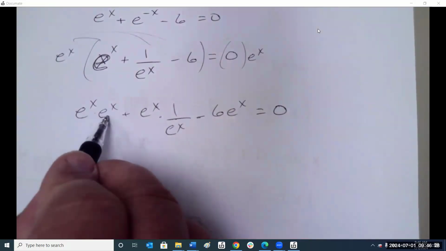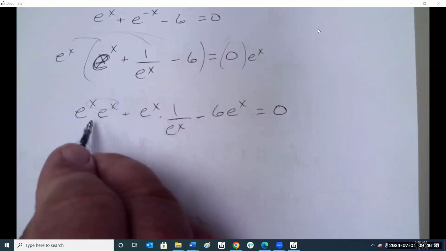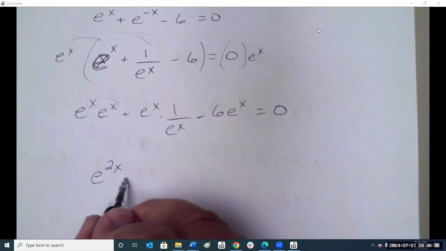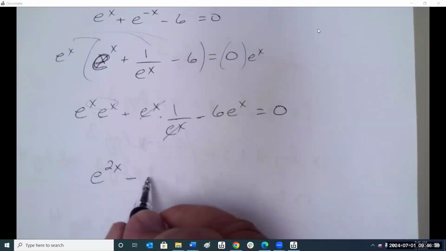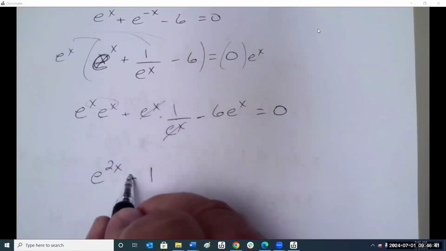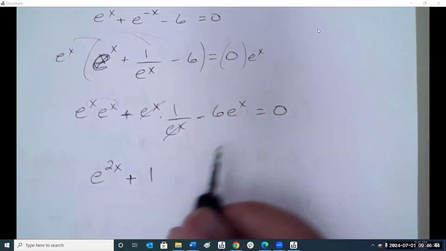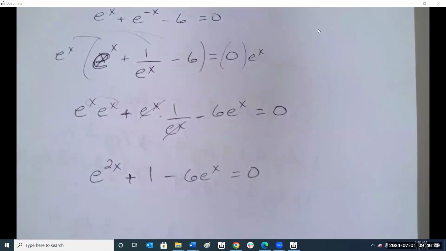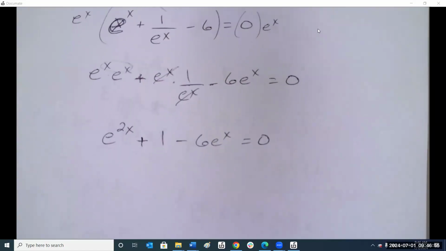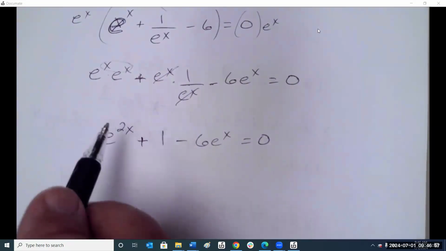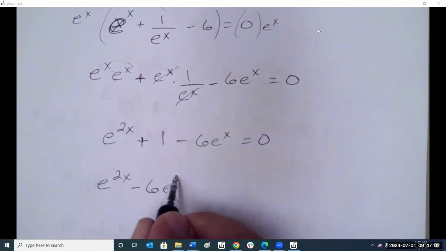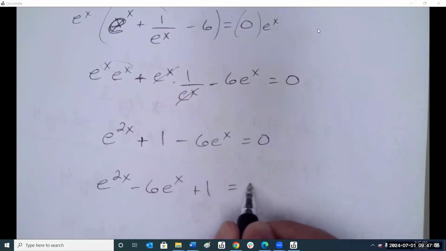Since the bases are the same, we add the exponents. So that first part gives us e to the 2x. The x's in the middle cancel out, so we have plus 1. And then minus 6 e to the x. Rearranging these from the highest to lowest exponents, we get e to the 2x minus 6e to the x plus 1 equals 0.